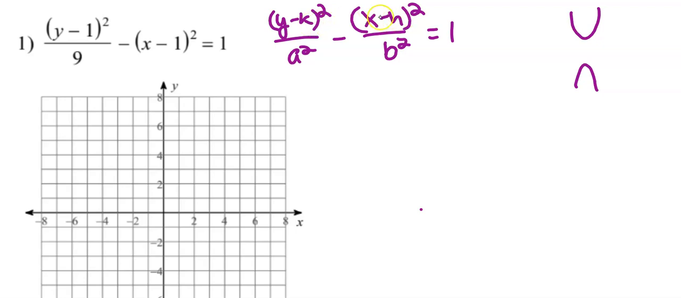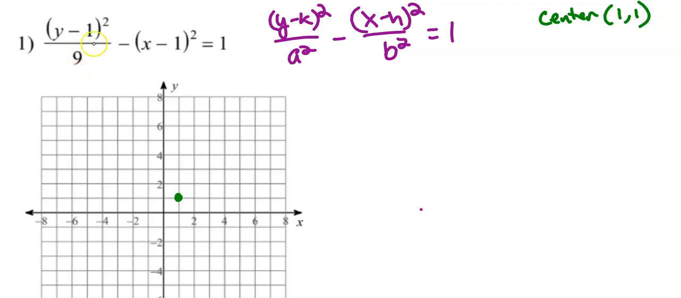But my center is at h comma k, right? So it's going to be the opposites of these right here. So they're both -1. And so the center is going to be at 1, 1. So let's put that mark down. Center is at 1, 1. And after that, I want to find out what my A and my B value are.